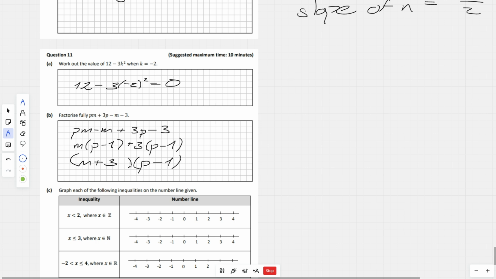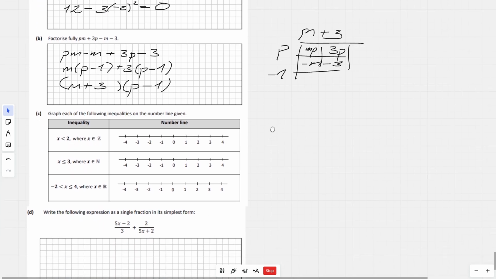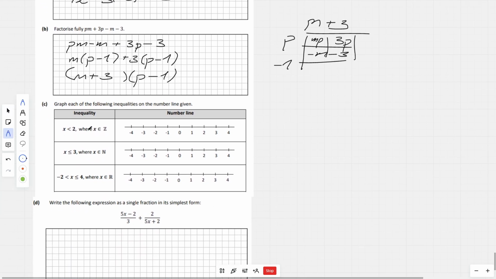Now what you could do is multiply these back out. This is completely optional, only if you have time during the exam. You multiply them back out and see if they give you the same thing. So it's a way of double checking your work. If you match those up, MP is the same as PM, 3P here, minus M here, minus 3 here. So those will match up. So it's just a way of checking it.